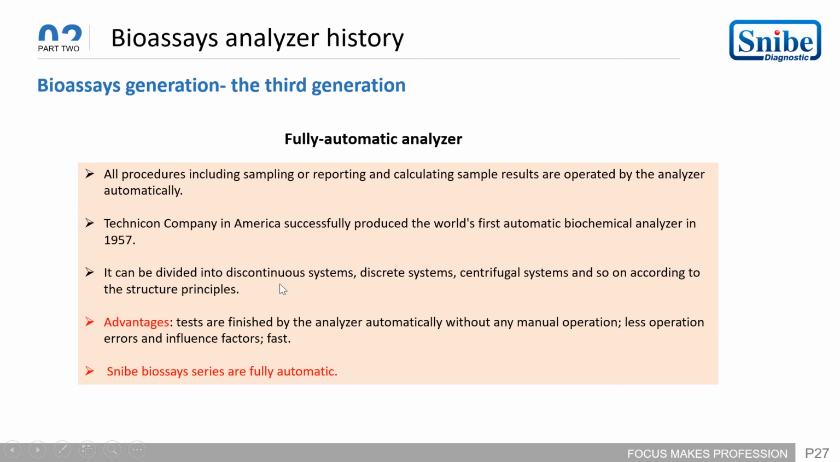It can be divided into discontinuous systems, discrete systems, centrifugal systems, and so on according to the structure principles. The advantages: tests are finished by the analyzer automatically without any manual operation, less operation errors and influence factors, fast. Sniper Biaos series are fully automatic.